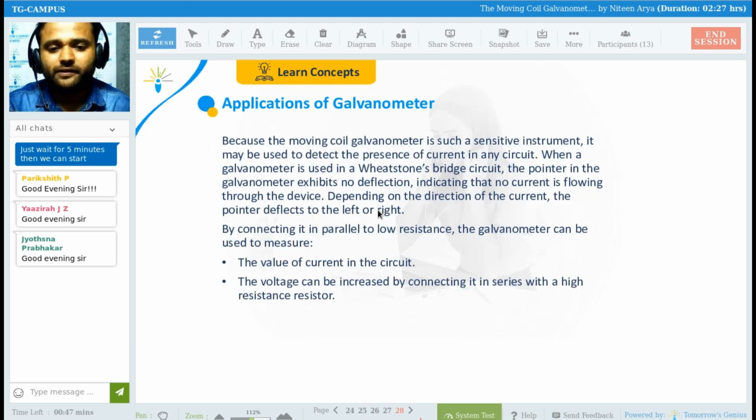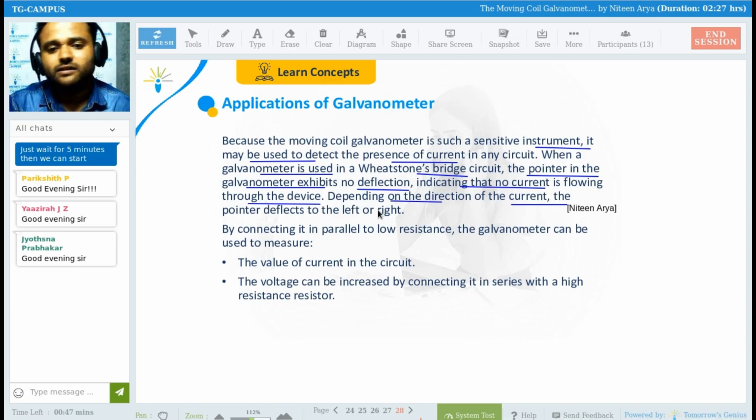Application of a moving coil galvanometer, we already know this thing, so let's quickly go through it. Because the moving coil galvanometer is such a sensitive instrument, it may be used to detect the presence of a current in any circuit. When a galvanometer is used in a Wheatstone bridge circuit, the pointer exhibits no deflection, indicating that no current is flowing through the device.